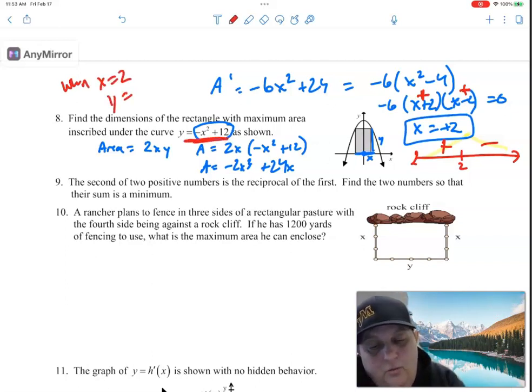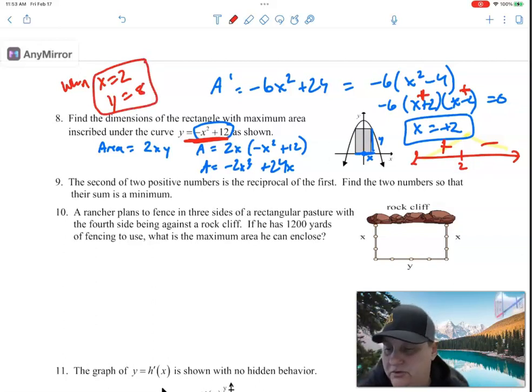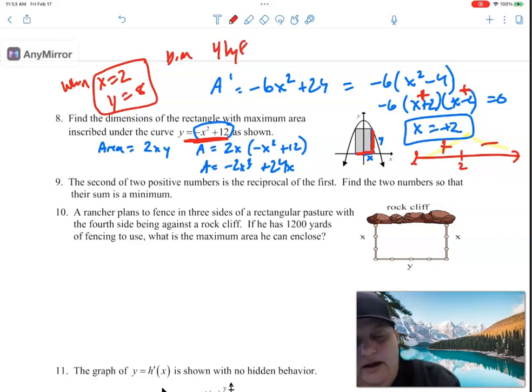When x equals 2, if I look right here, y equals negative 4 plus 12, so y equals 8. So the dimensions of this guy: x is 2 and y is 8. But the dimensions of the rectangle, because the bottom is 2x, are 4 by 8. Okay?